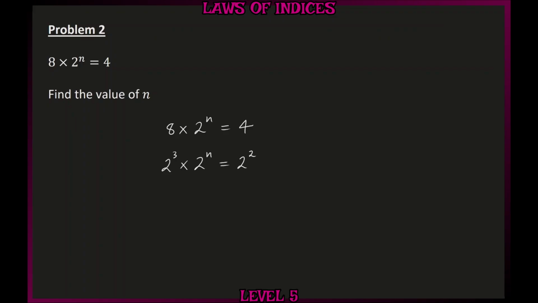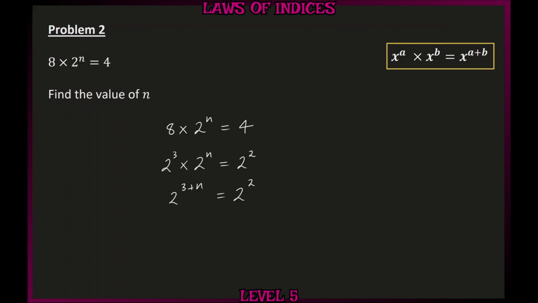Looking at the left-hand side of the equation, we now have the same base, and this means that we can use our laws of indices. So we can use this law to multiply together 2 to the power of 3 and 2 to the power of n, and this gives us 2 to the power of 3 plus n, and this is still equal to 2 to the power of 2.